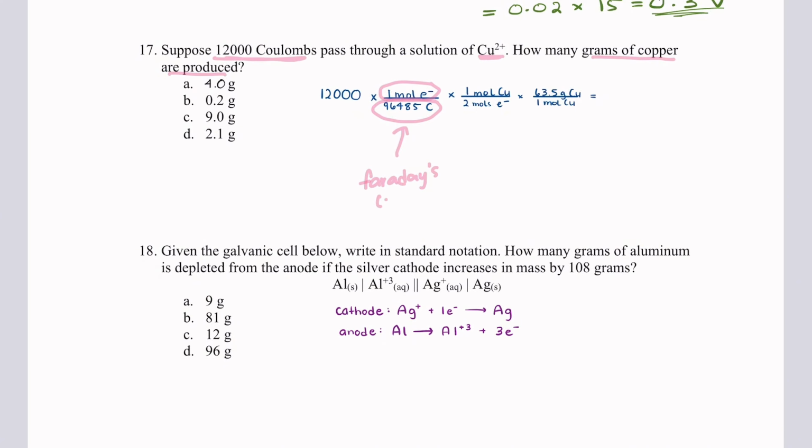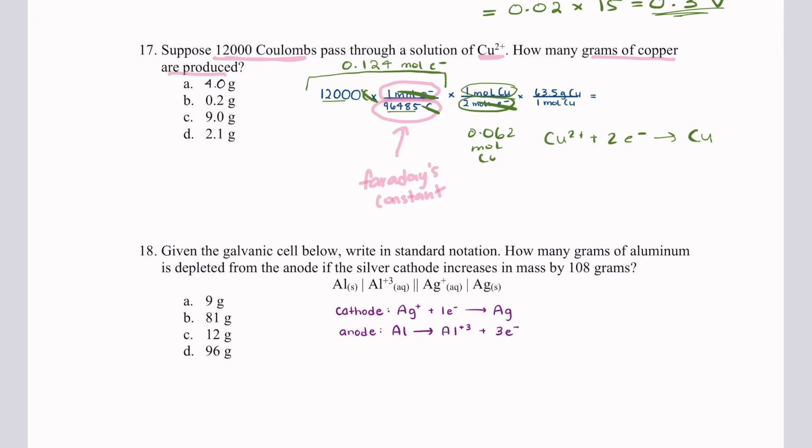So the first step is to convert the 12,000 coulombs of charge into moles of electrons. When we divide 12,000 by 96,485, we get about 0.124 moles of electrons. Next, we look at the reduction that's occurring. Copper 2+ gains 2 electrons to become copper metal. That means for every 1 mole of copper metal that plates out, 2 moles of electrons are required. So to find the moles of copper produced, we divide the moles of electrons by 2, and that gives us 0.062 moles of copper metal.